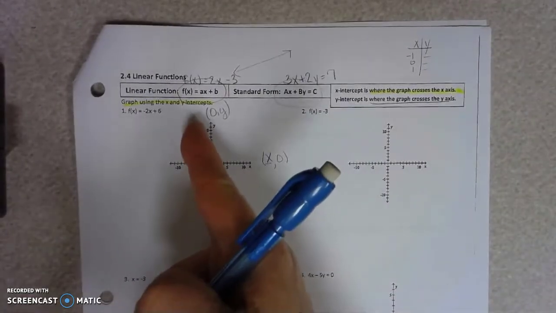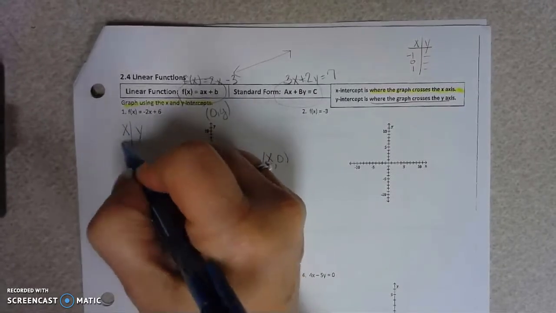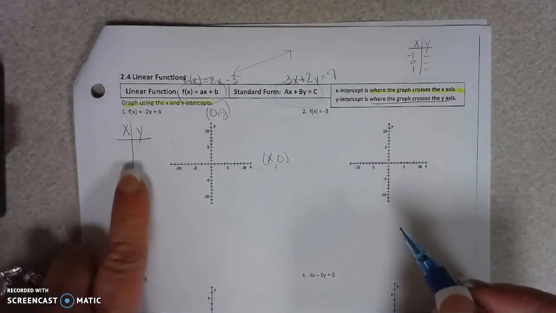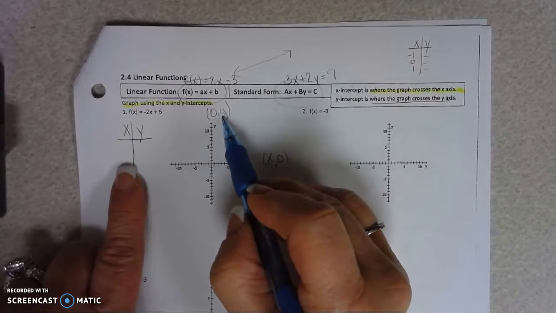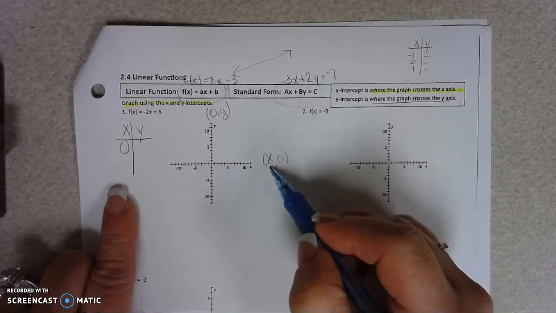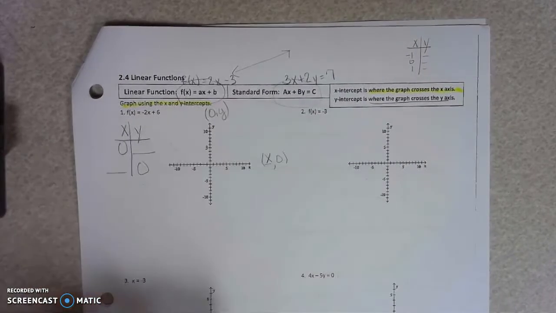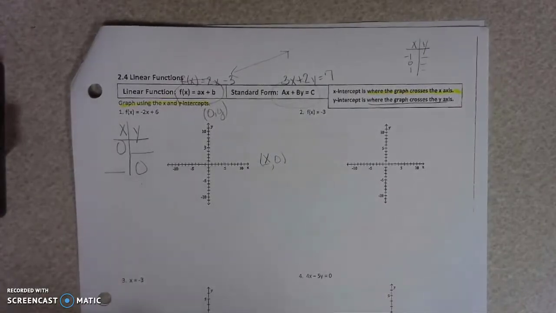So if we find the x and the y-intercepts, we can still make our chart just like we did last time. To find the y-intercept, let x be 0. To find the x-intercept, let y be 0. And we just find those 2 points, and we'll have it made.